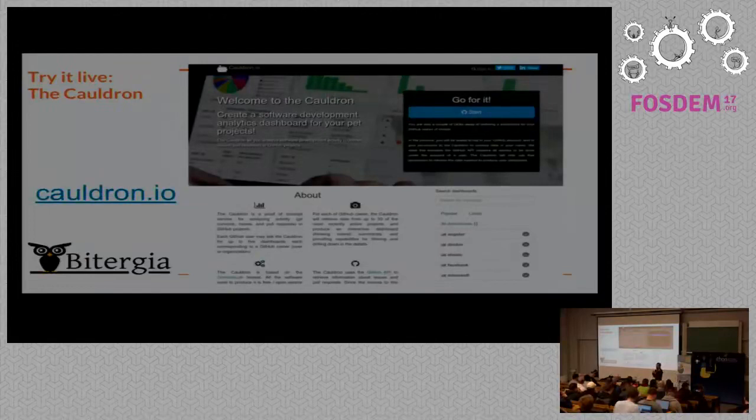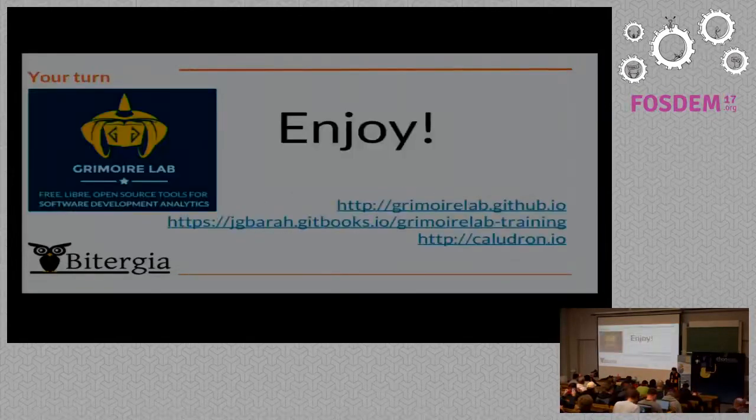And again, remember, if you want to see everything working, you can just use Cauldron.io. And there you can get an idea of what can be produced with the software. And remember, even if you don't want to produce your own, there are many dashboards already produced that you can check, including the Python one, well, the Python organization in GitHub. And yes, to finish, so enjoy.